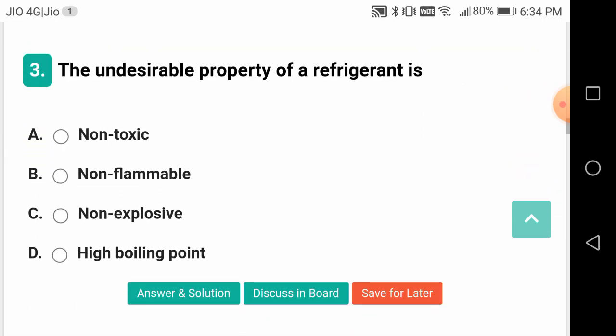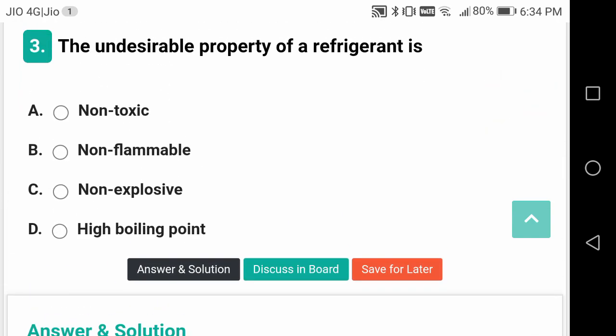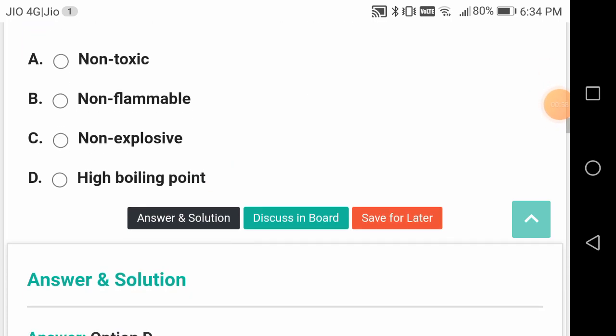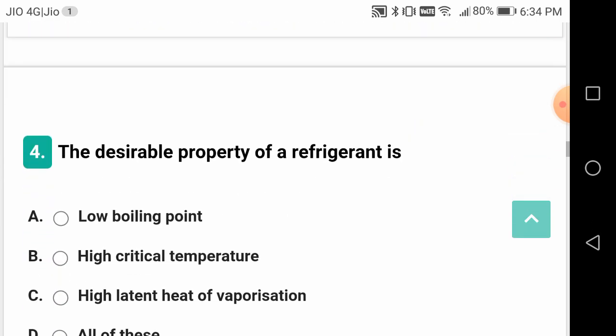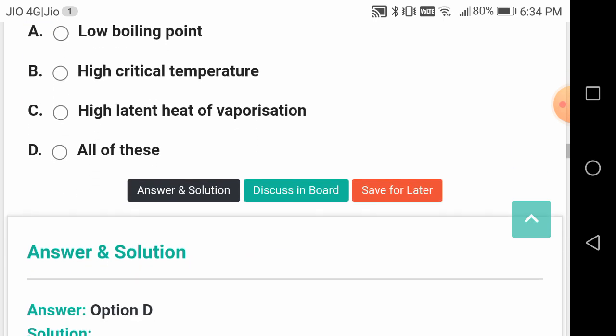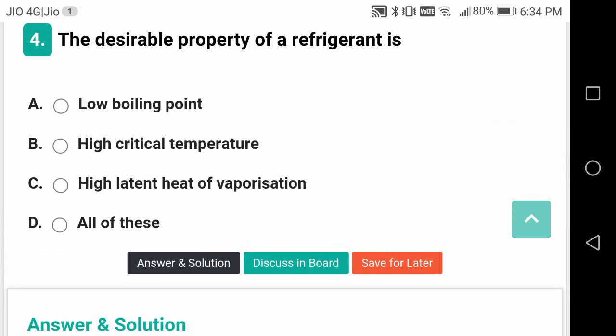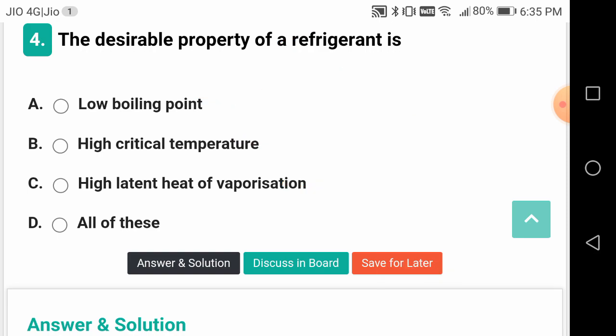The undesirable property of a refrigerant is, what is this? High boiling point. It should have low boiling point so that after receiving the latent heat, it will boil very easily at less temperature. The desirable property of a refrigerant is, it should be all of these: low boiling point, high critical temperature, high latent heat of evaporation, so that it will boil at low temperature and it will take a lot of heat so that very high cooling is achieved.